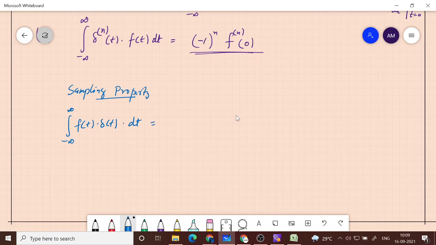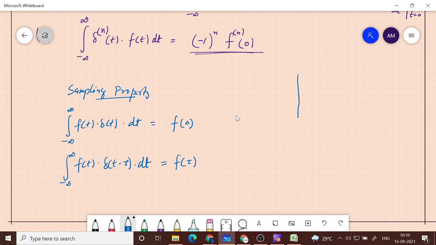You multiply the impulse function with an ordinary function and integrate. It will pick out the value of the function where the impulse occurs. The impulse is occurring at t equal to 0, right? Yes, sir. Now if I generalize it, I have f of t multiplied with delta of t minus tau, dt. Then it is f of tau, because the impulse is occurring not at t equal to 0, but at t equal to tau.